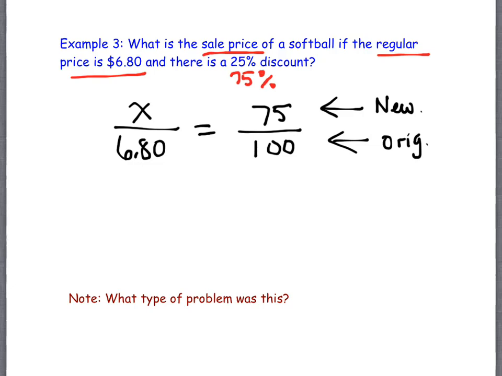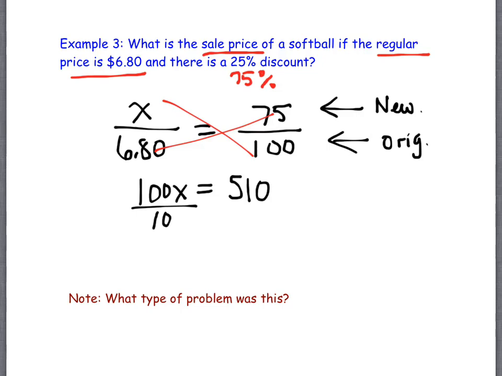We can cross multiply. You get 100x equals, so what is 75 times 6.8 or 680? $6.80. Is it 510? Okay, 510, and then what? Divide by 100, you got it? And what do you have? $5.10. Okay? So this is way number one, if you will, of solving this problem.